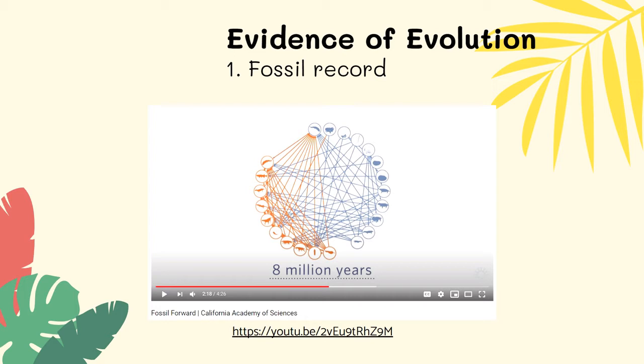So in this video from the California Academy of Sciences, they try to map out the fossil records and see how they could form the food chains and food webs of those organisms and how it is related to modern day time. So I recommend that you watch this video.